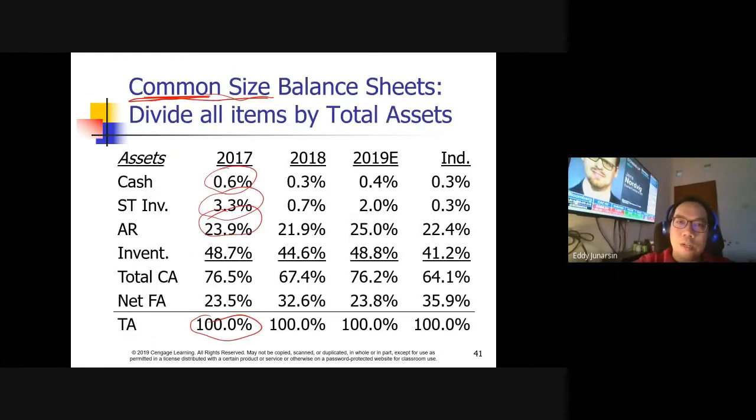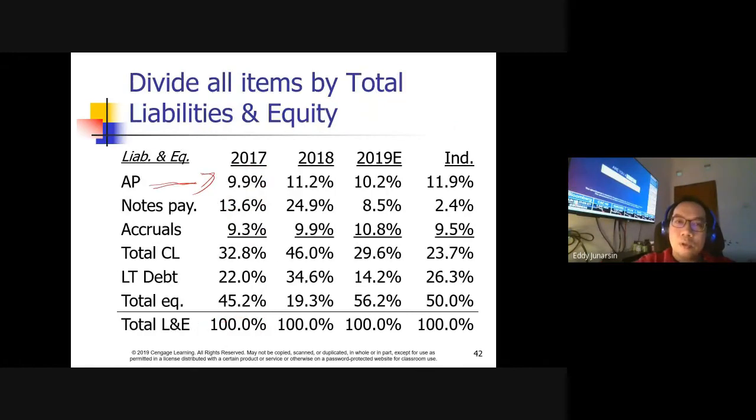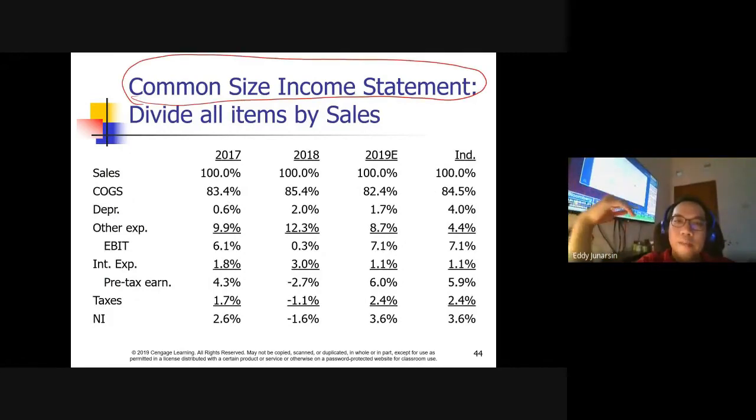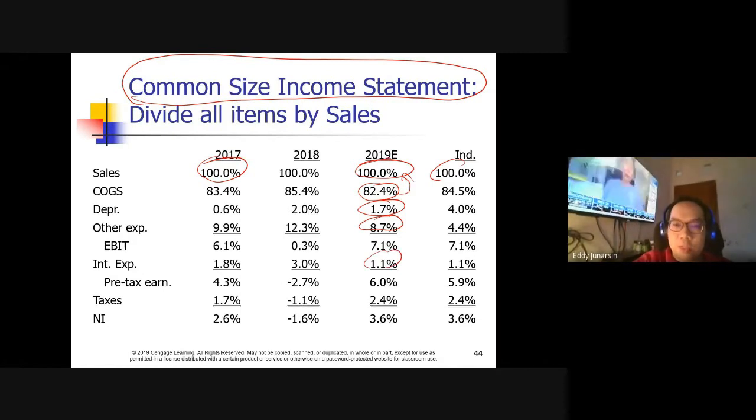So again, common size balance sheets mean that you find the proportion of every item to total assets. What about the common size income statement? Common size income statement means that you find the proportion of every item on your income statement to revenues or to sales. See here, right? The sales 100%, and cost of goods sold. What is the proportion of cost of goods sold to sales? 82%. Depreciation expense, operating expenses, interest expense, and so forth until net income. So you see the difference here. Common size balance sheet means that you find the proportion of every item to total assets, but for common size income statement, you find the proportion of every item to revenues or sales.